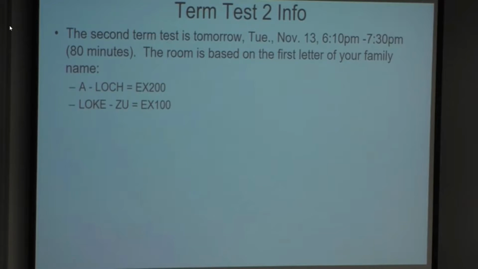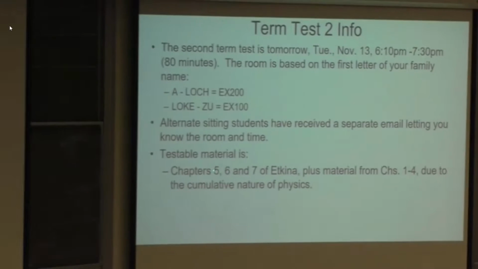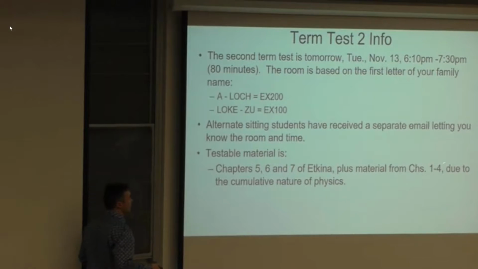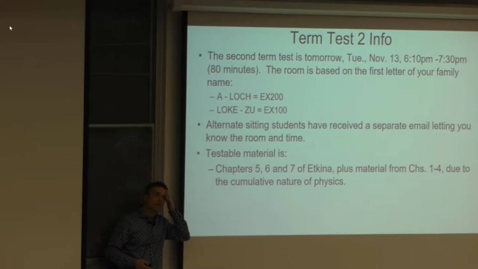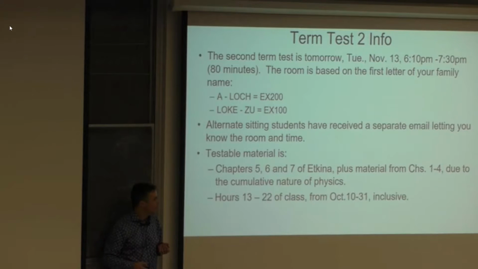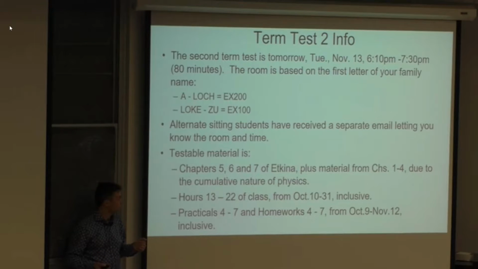The test is tomorrow, and the room you go to is based on the first letter of your family name. The testable materials are chapters 5, 6, and 7, plus the materials from chapters 1 to 4, just due to the cumulative nature of physics. We're not really picking questions from those chapters, but you still sort of have to know them. So this is ours, like when we were doing chapter 5 and upwards. And then the practicals 4 through 7, which are now, I think, totally done. Some of you did them today, I guess.